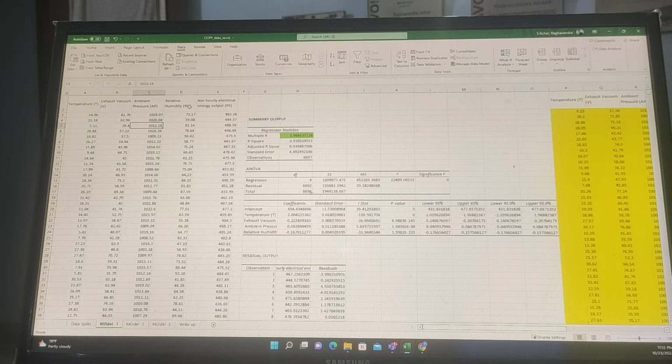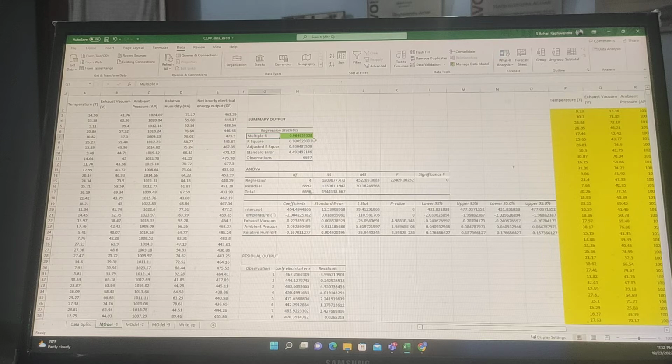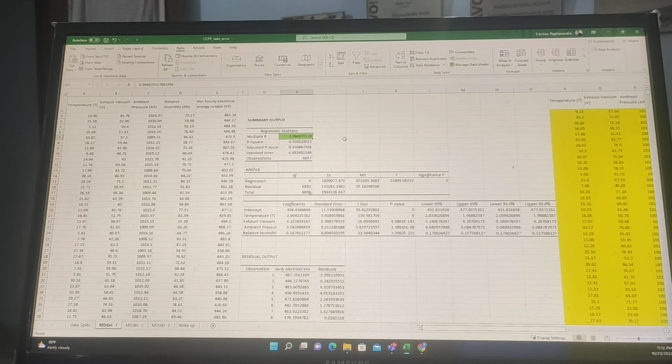What I did was I used the regression model and outputted the model. The best part, and the good confidence I got, was that the multiple R is showcasing about 0.96, which predominantly gives me a very good, very positive sign.